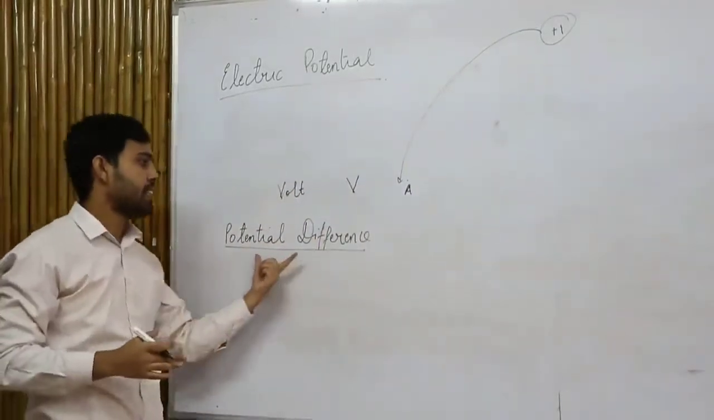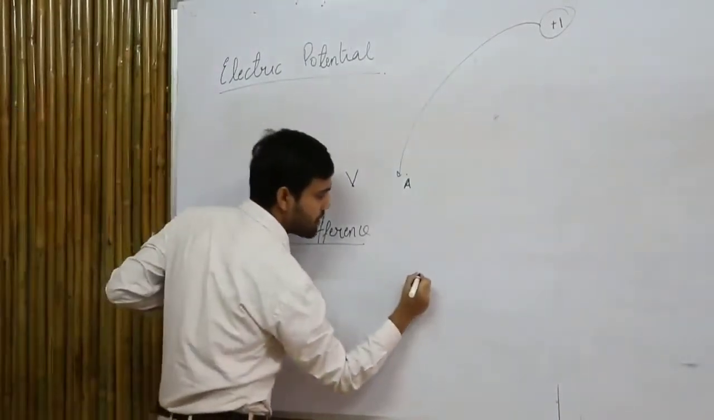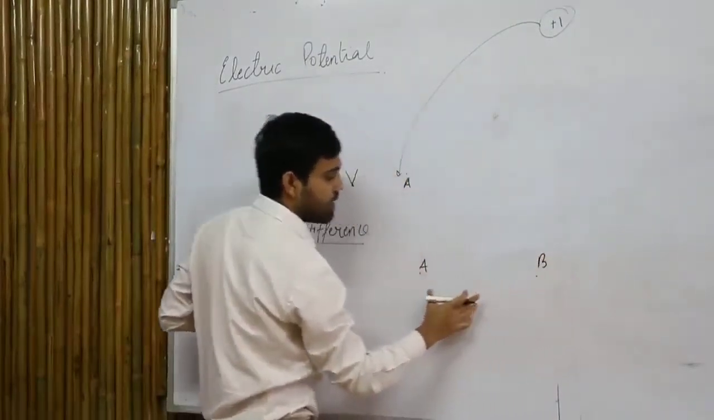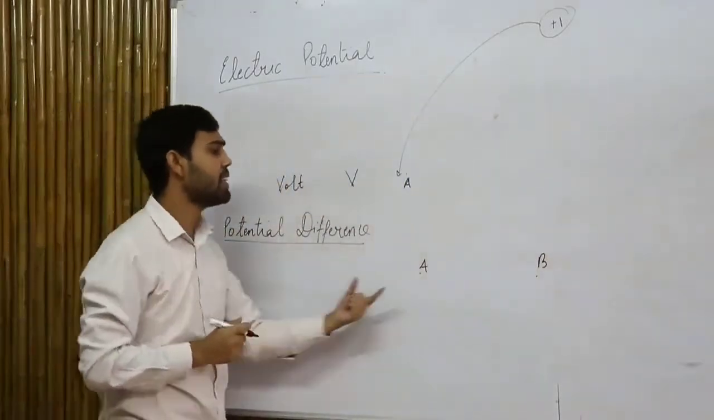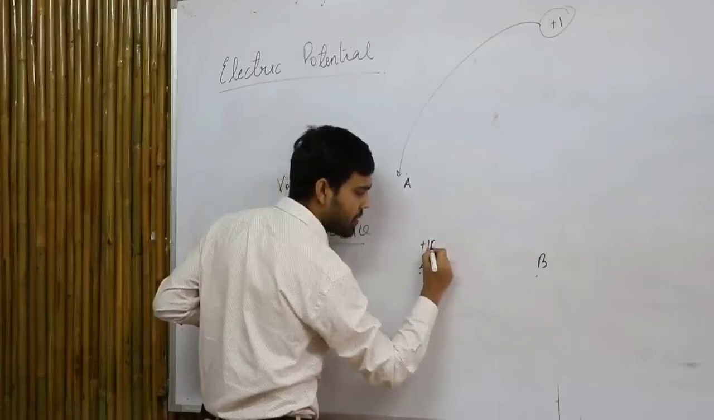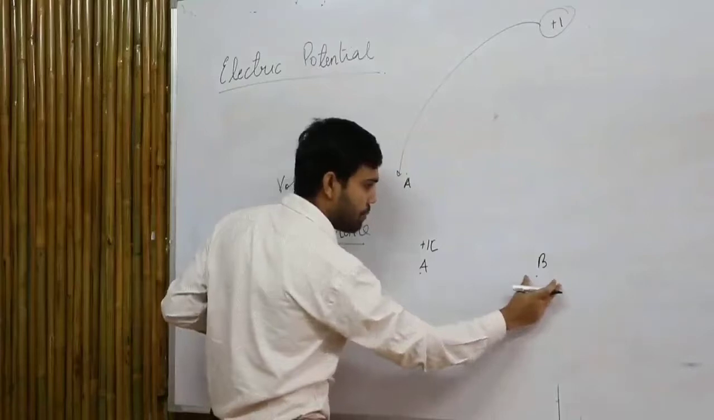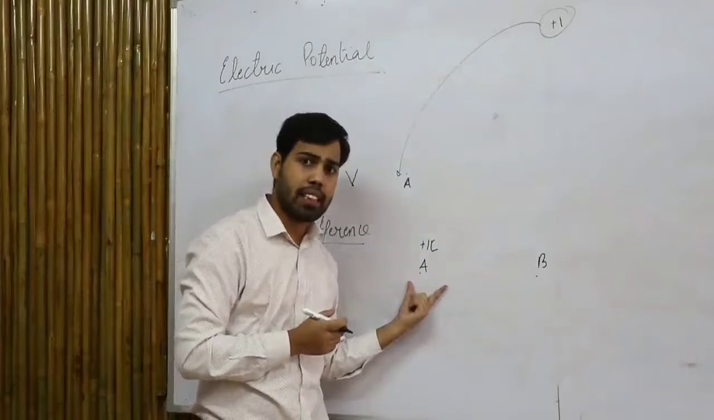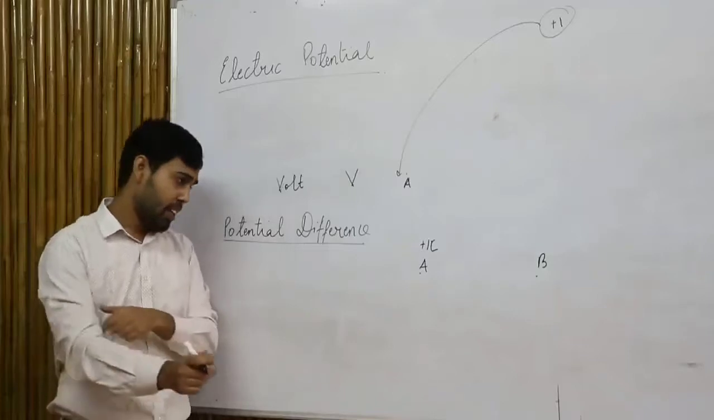Again, there is another term, potential difference, related to electric potential. Now in this case, I have 2 points, a point A and a point B, such that the distance between these 2 points can be measured. They are at a finite distance. In this case, I have a unit positive charge here, and I am moving this unit positive charge from point A to point B. Again, when I do so, I need to spend some energy, and that energy is known as the potential difference between these 2 points A and B.